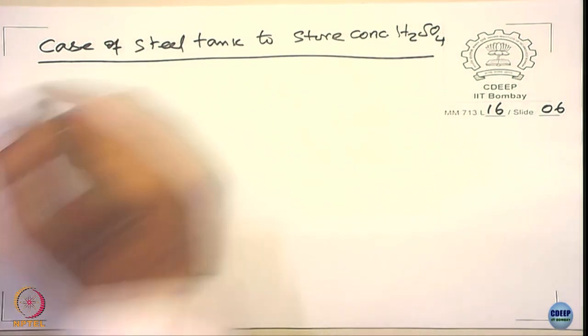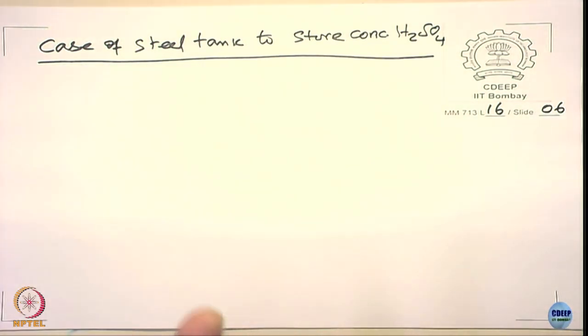See, very highly concentrated sulfuric acid, you don't need anything. The steel offers very high resistance to corrosion. But in moderate concentration and dilute acids, the steel corrodes heavily in sulfuric acid.